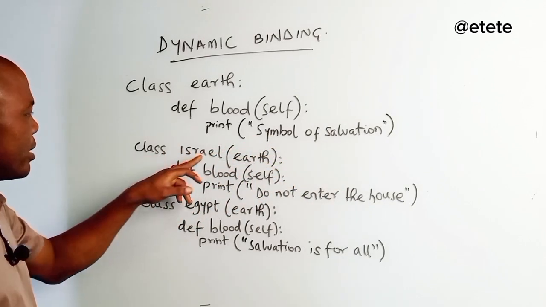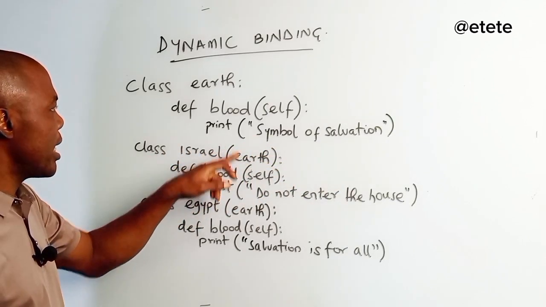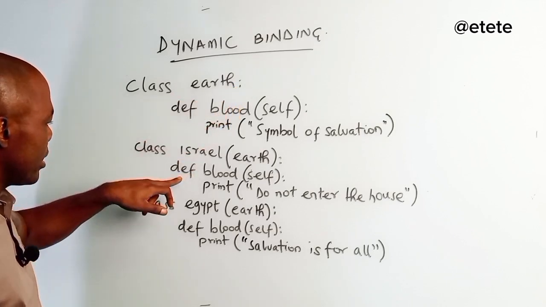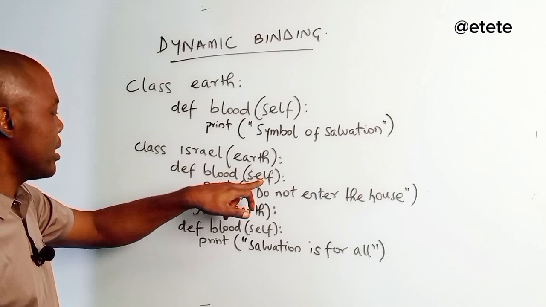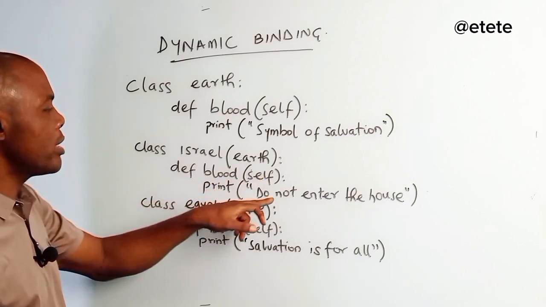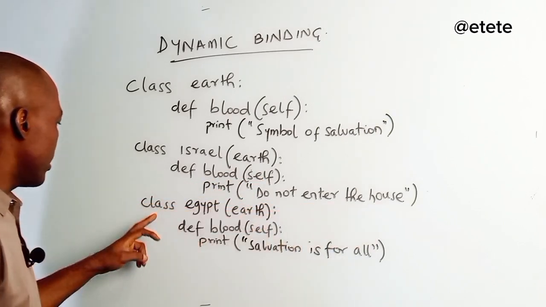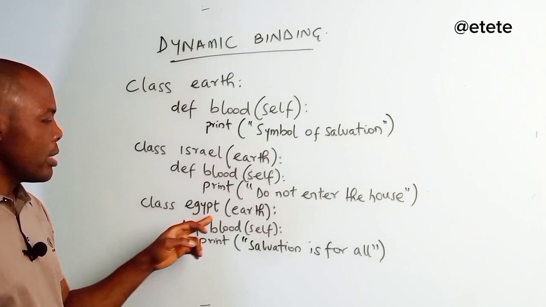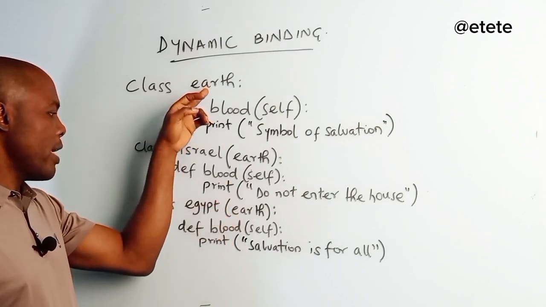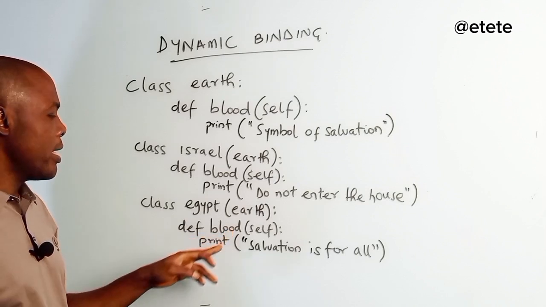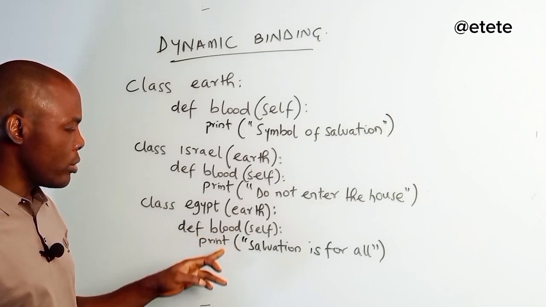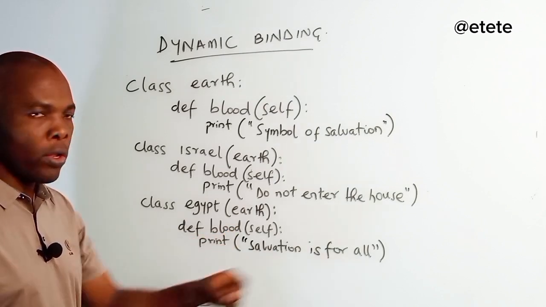Then you have class Israel, which is the child class of Earth. Inside it you also have a method, blood, which is an instance method. Inside it you say do not enter the house. Then you have another class, Egypt, which is also a child class of Earth. Inside it, you have this blood method defined, and inside this blood method, you are saying salvation is for all.